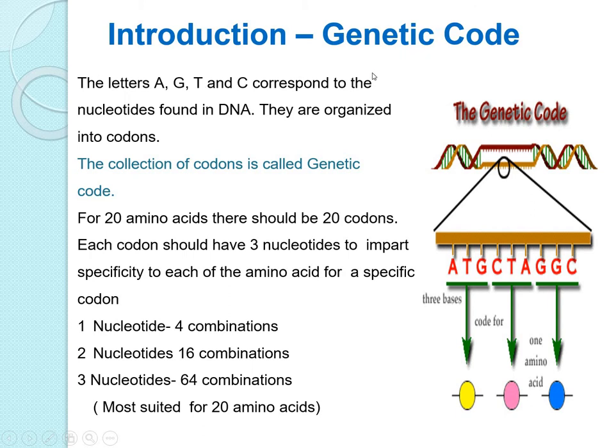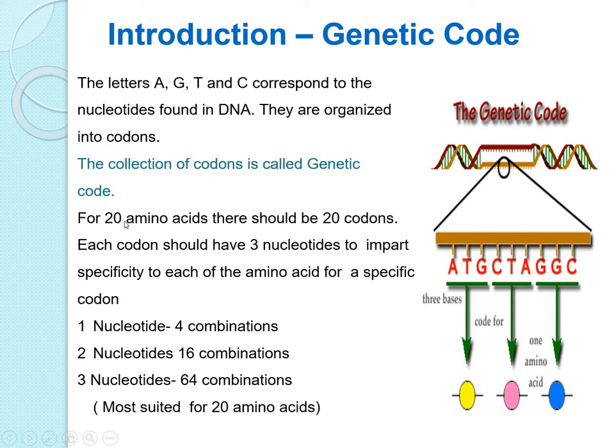What is the genetic code? The letters A for adenine, G for guanine, T for thymine, C for cytosine correspond to the nucleotides found in DNA. They are organized into codons. The collection of codons is called the genetic code. What is the genetic code? The collection of codons made of A, G, T, and C is called the genetic code.